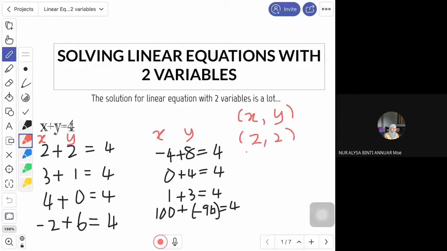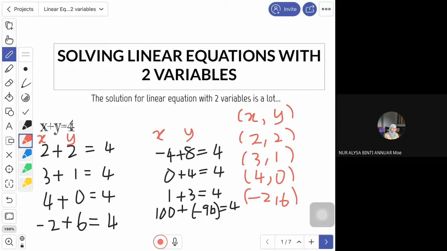Teacher follows just this one. This one, they just write down in the form of coordinates. Okay, we can write in pair like this. Negative 2, 6, and so on. There are a lot. So to answer the solutions, you must give in terms of when the value of x equals to what, then y equals to what value.